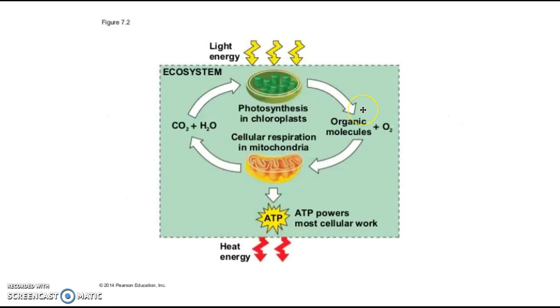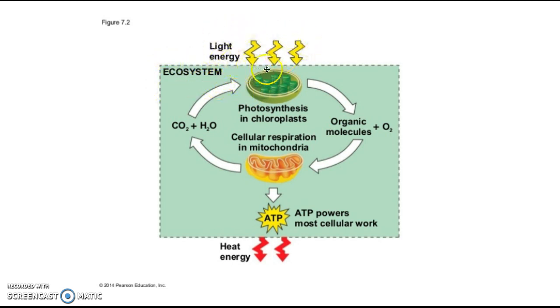So where does this happen? This happens in a special double membrane organelle called the chloroplast right here. It's what gives plants their green color. And this image is something that you guys should be very familiar with. So this goes over the ecosystem level of how these two processes are inherently related with one another.